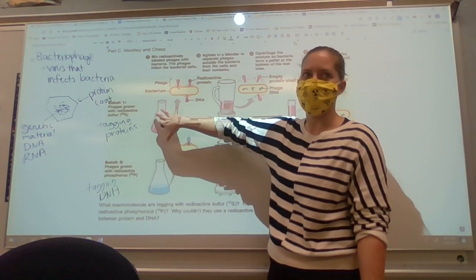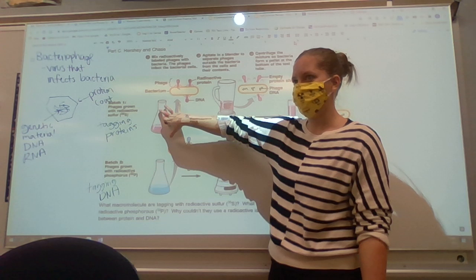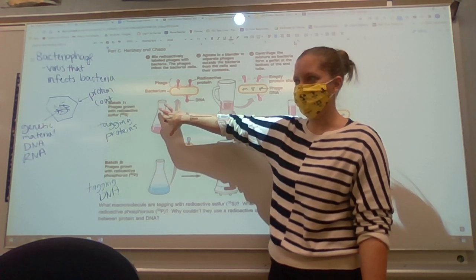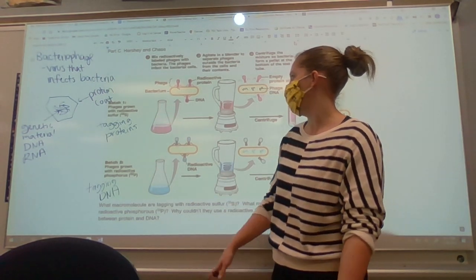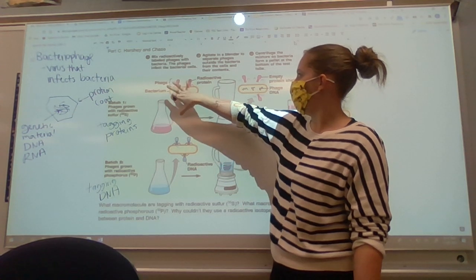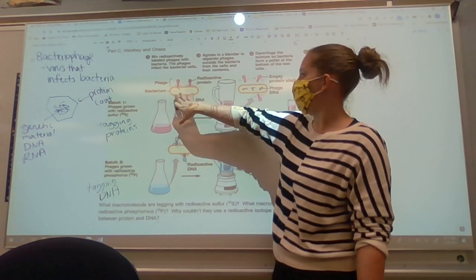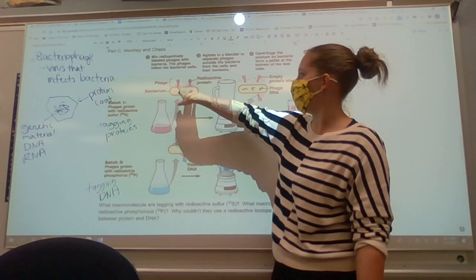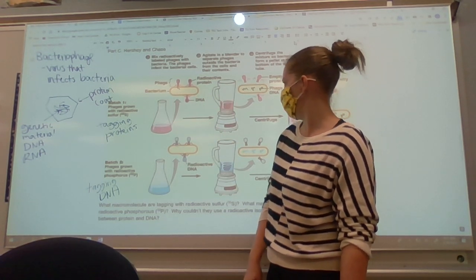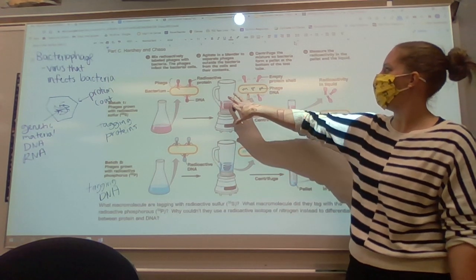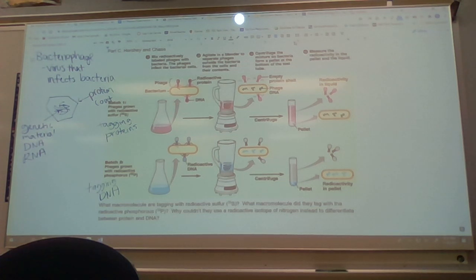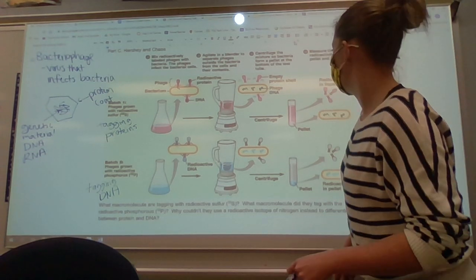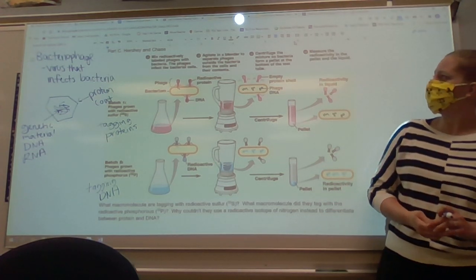Okay, so we can track what the viruses put into the bacteria, because when viruses infect, they're basically transforming cells, right? They're putting their genetic material into the cell. In round one, we let the bacteriophages infect the bacteria, so they're inserting whatever their genetic material is into the bacteria. We blend it up. Okay, and number two, we blend it up.